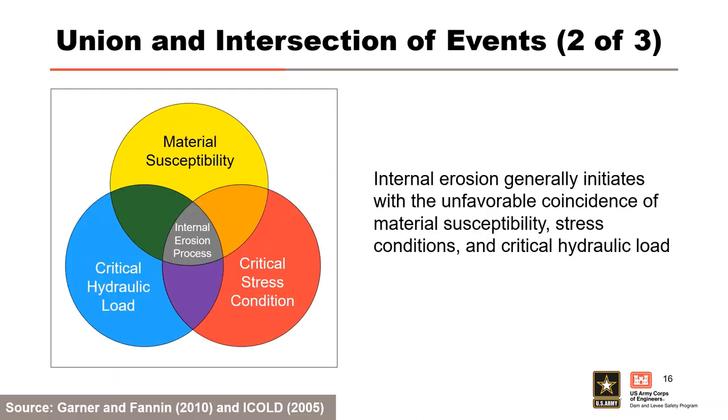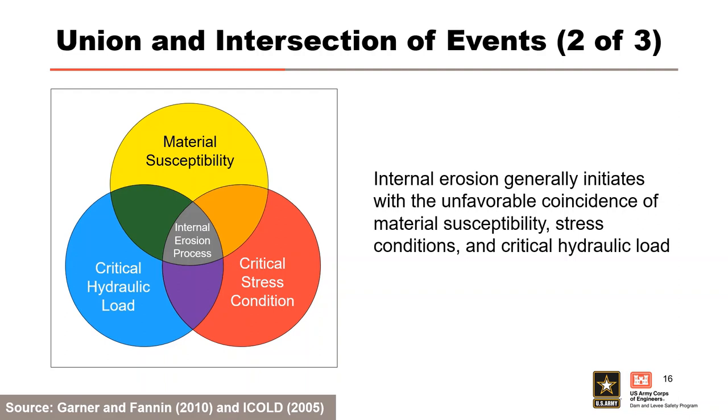A good example of intersection would be the events that define a failure mode. If you've completed best practices or the fundamentals of internal erosion training, this diagram should look familiar. It comes from Garner and Fannin, and it illustrates how internal erosion initiates when you have the unfavorable coincidence of material susceptibility, stress conditions, and critical hydraulic load. Take concentrated leak erosion, for example. A continuous crack must be present and loaded. There must be an unfiltered exit. The material must have enough fines to keep the crack open, and the hydraulic and stress conditions in the crack must be high enough for it to occur.